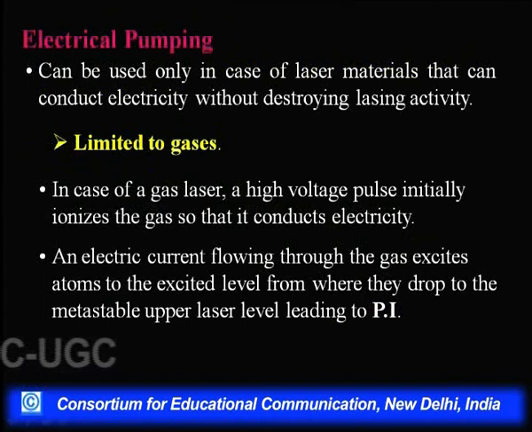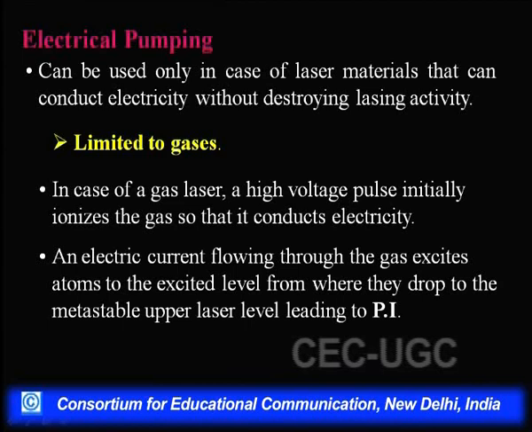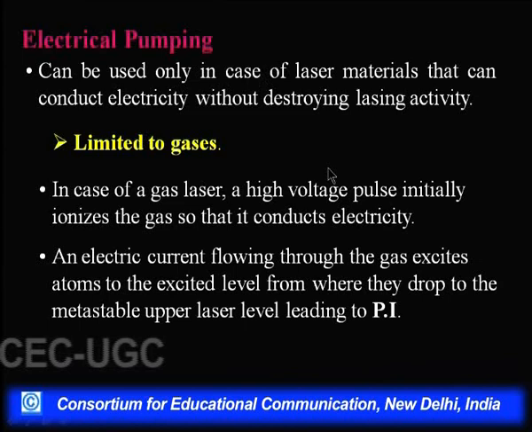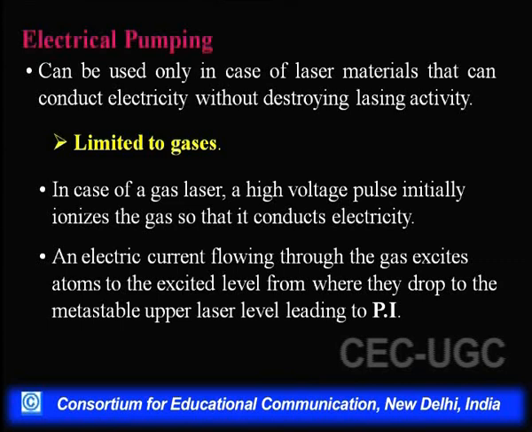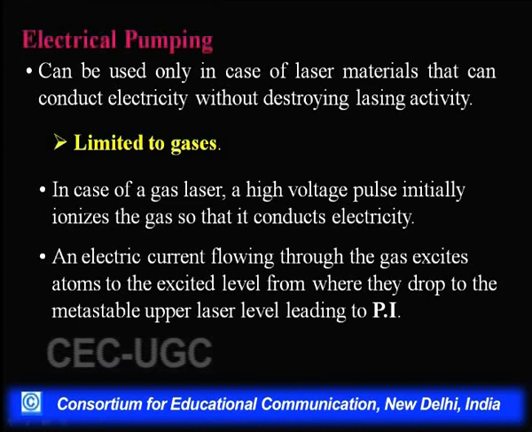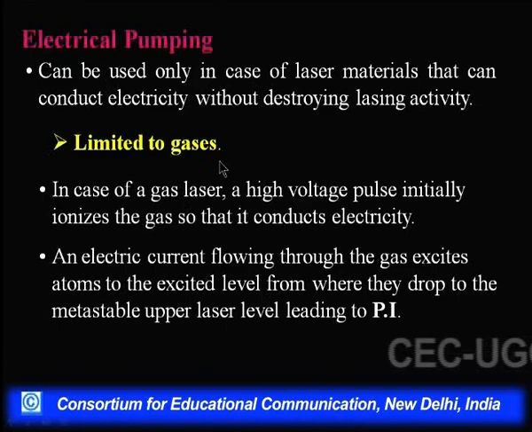Now, second is the electrical pumping. Electric, as we talk about, two processes: the first means photons, and the second is electrons. Here, electrical pumping can be used only in the case of a laser material that can conduct electricity without destroying the lasing activity. Now, this is limited to the gases. Electrical pumping is used in the gas laser to pump the electron from the lower state to the higher state.